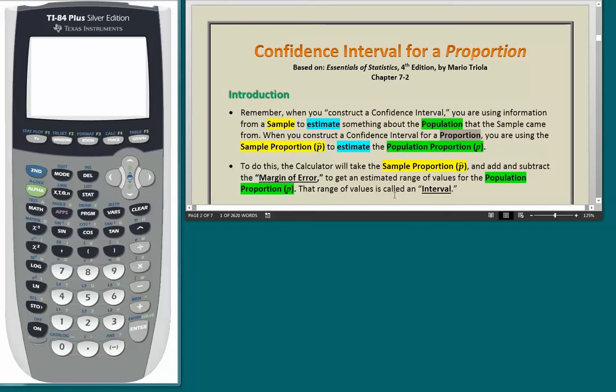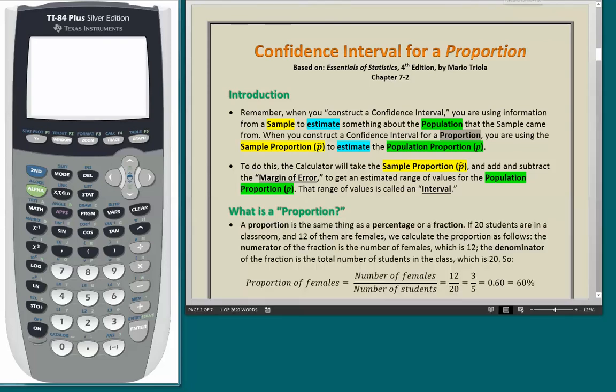We're going to do this on the calculator. And to do this, the calculator will take the sample proportion and add and subtract something called the margin of error to get an estimated range of values for the population proportion. That range of values is called an interval, and that's why we call these confidence intervals.